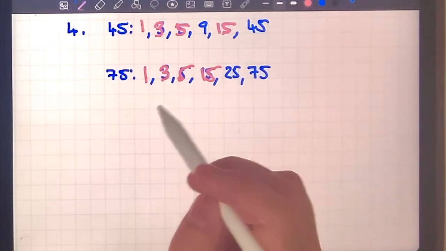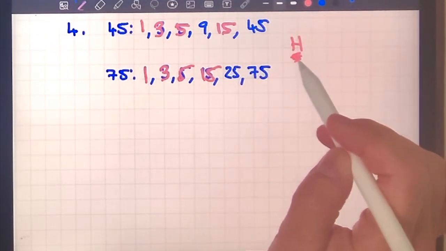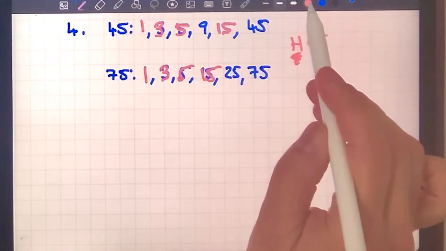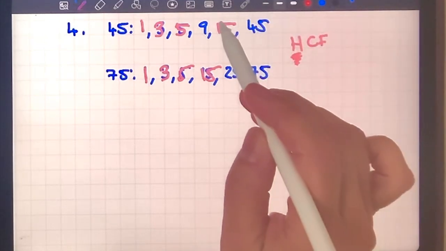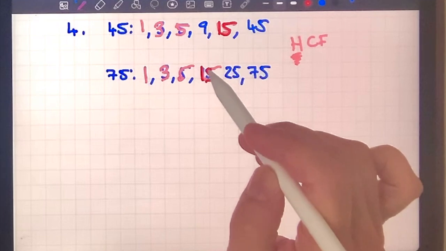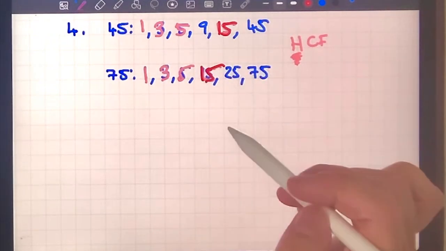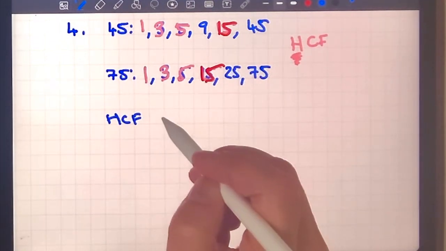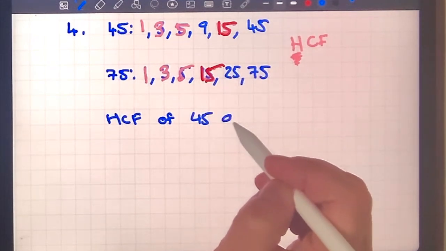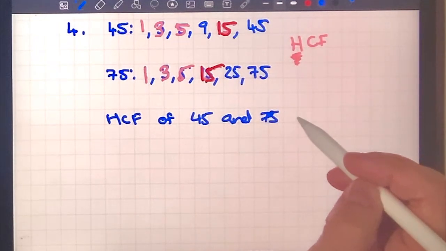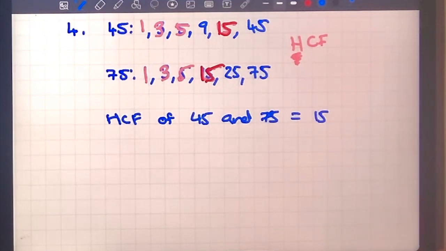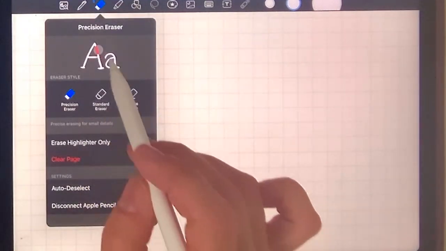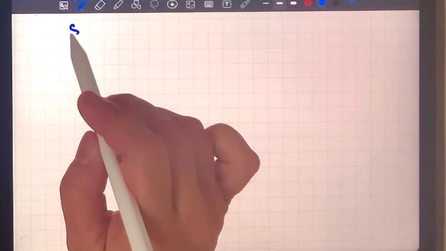So again, I want the highest common factor, not just any common factor, but the highest one. And in this case, that is going to be 15. That is the highest factor that is common to both of them. So my answer is the HCF of 45 and 75 is 15.